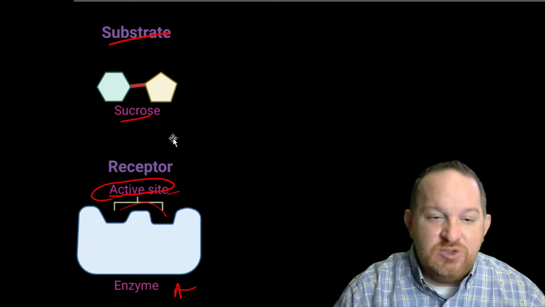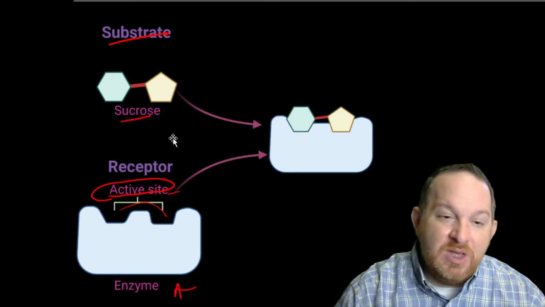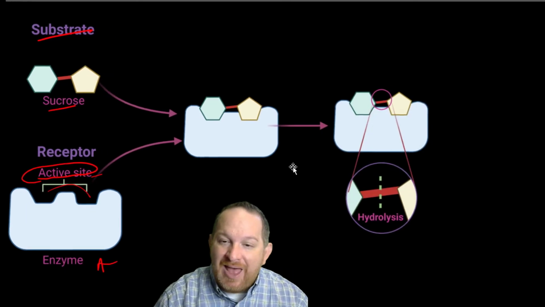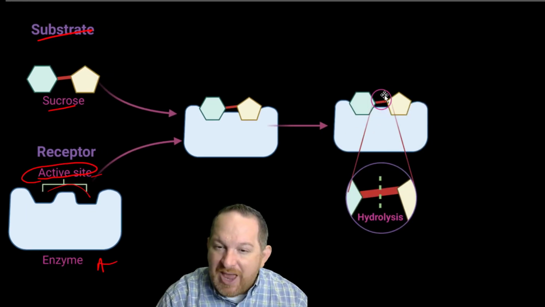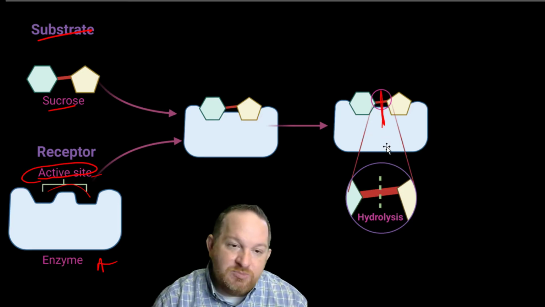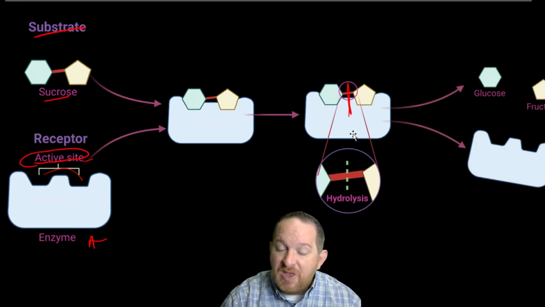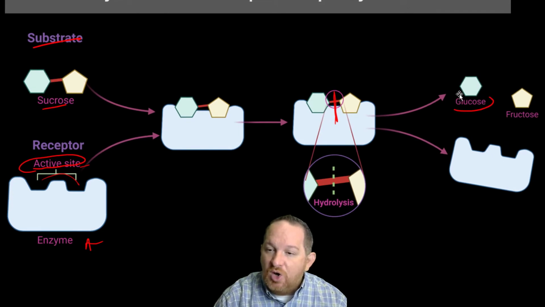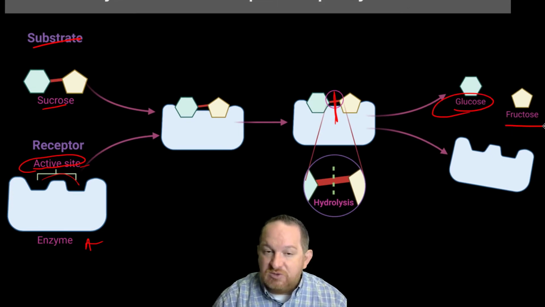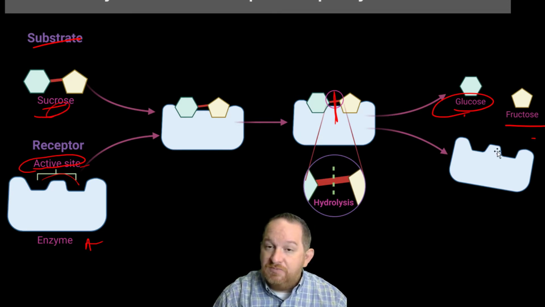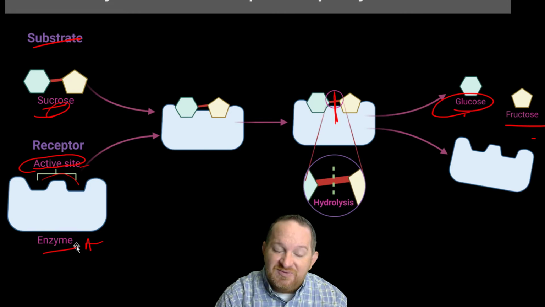So that active site is where sucrose is going to come and bind. So here we go. We've got sucrose, which you know is just a disaccharide. Sucrose joins. Notice it joins to the active site. And now what happens is, if you look very closely, the enzyme provides the place for a reaction to occur. In this case, it's a hydrolysis reaction. We're just breaking that bond between the two monosaccharides that make up sucrose. And you know that we'll leave here with glucose and fructose. So the reaction was sucrose needs to be broken down into glucose and fructose. What helped it? The enzyme helped it.